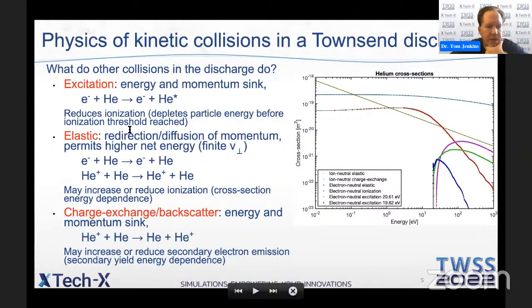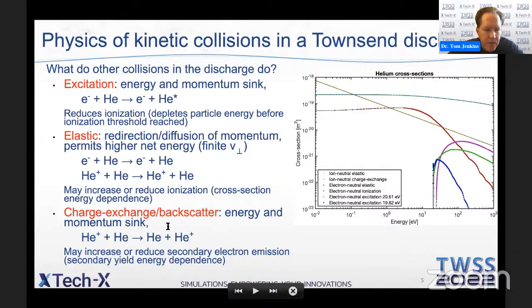We might also have elastic collisions, either of electrons or ions with the neutral gas. And this essentially is a redirection or a diffusion of the momentum. You can think of this, in an elastic collision, we don't lose energy, but we kind of redistribute the momentum into other components perpendicular to the field. And so we're able to get to a higher particle energy overall. And we expect that, depending on the cross-section energy dependence, that may increase or that may reduce the ionization, depending where we are on these curves over here. These are cross-section curves for various reactions we might see in helium: elastic, excitation, ionization collisions and such.